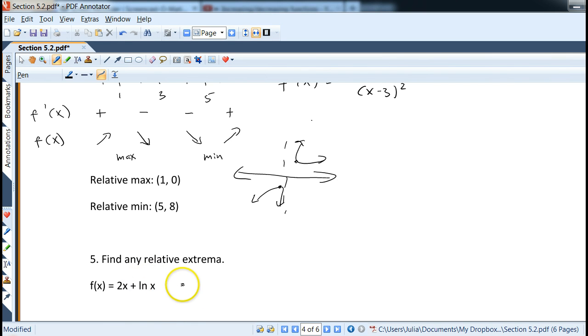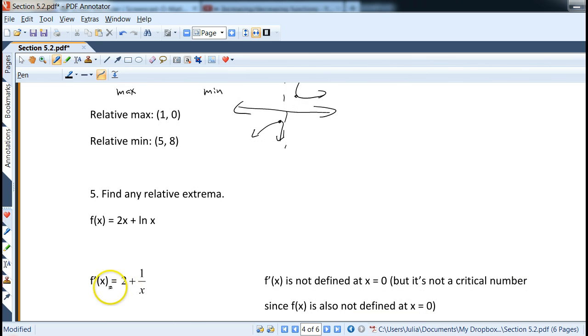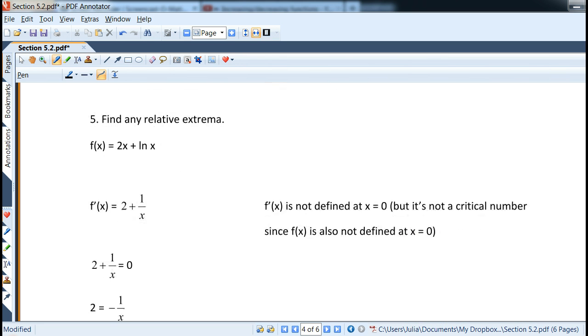There's a couple of log functions on the homework. It works exactly the same as the previous section. So the derivative would be basically 2 plus, recall, the derivative of ln of x is 1 over x. F prime of x is not defined at x equals 0 because x is in the denominator. But the original function is not defined at 0 either. Remember, ln of x is not defined at 0. So we don't have to worry about it. It's not a critical number.